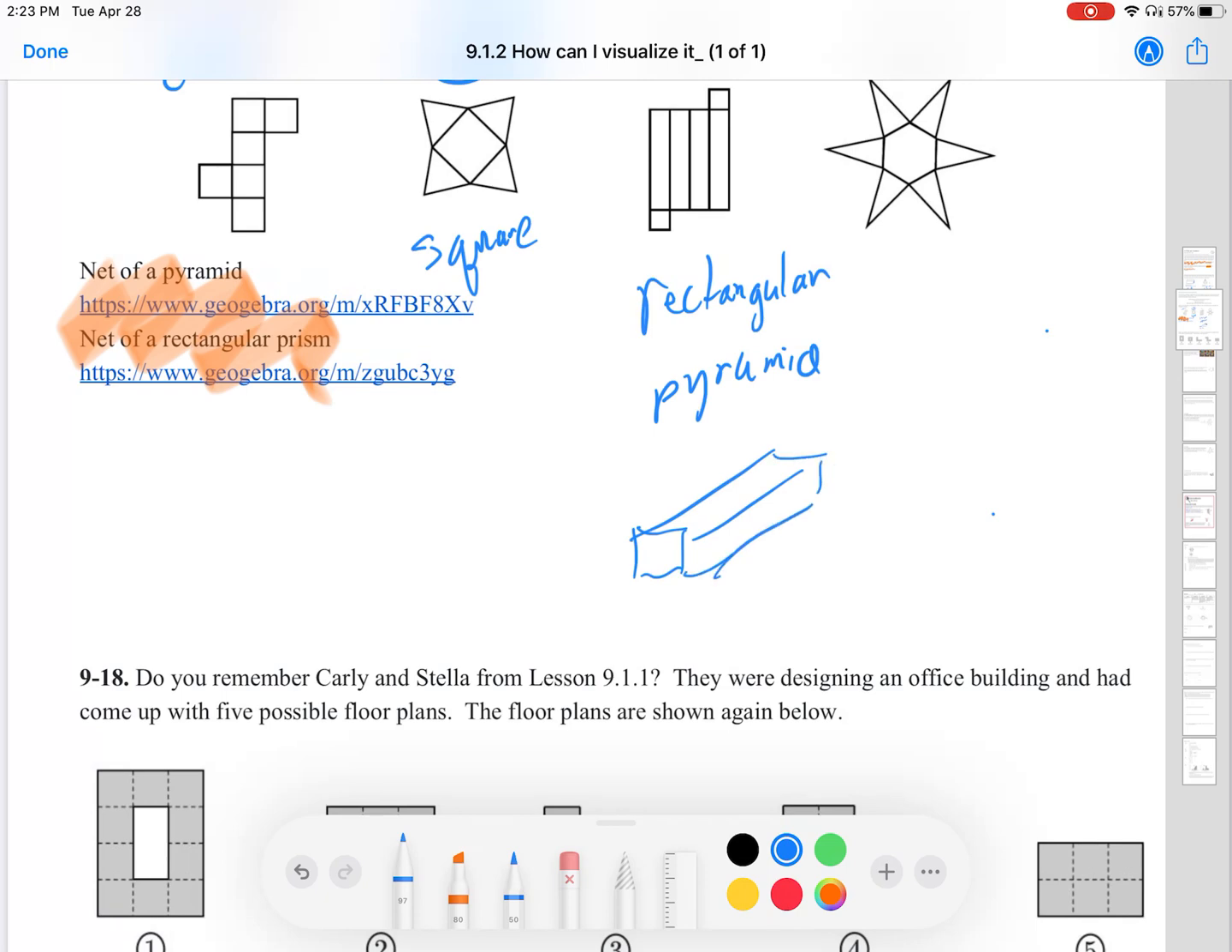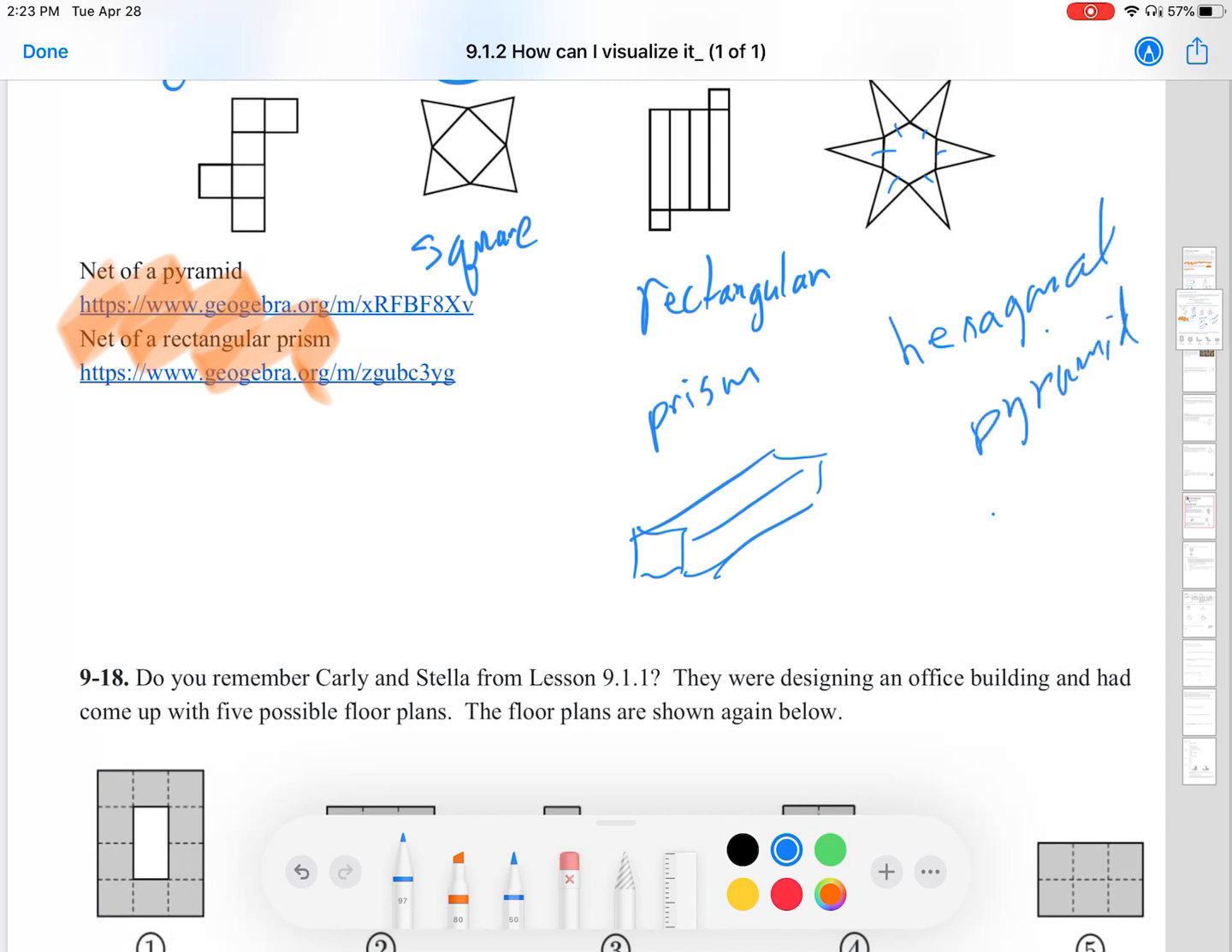Something to that effect, right? Rectangular pyramid. I said pyramid. I'm sorry, that should not be a pyramid, right? That should be a prism. There we go. And then the last one looks like one, two, three, four, five, six-sided. So that's a hexagonal pyramid.